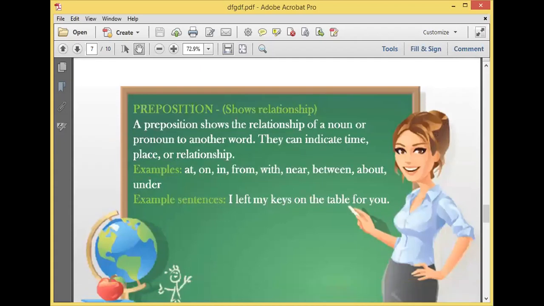And what is meant by preposition? A preposition is a word placed before a noun or pronoun to form a phrase, modifying another word in the sentence. So therefore, a preposition is always part of a prepositional phrase. A prepositional phrase must almost always function as an adjective. So for the time being, what we care about is this definition, which is preposition shows the relationship of a noun or a pronoun to another word. They can indicate time, place, or relationship.